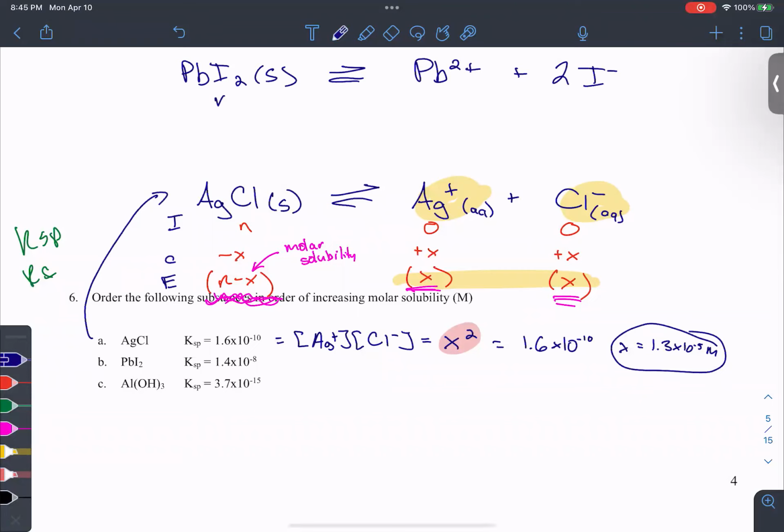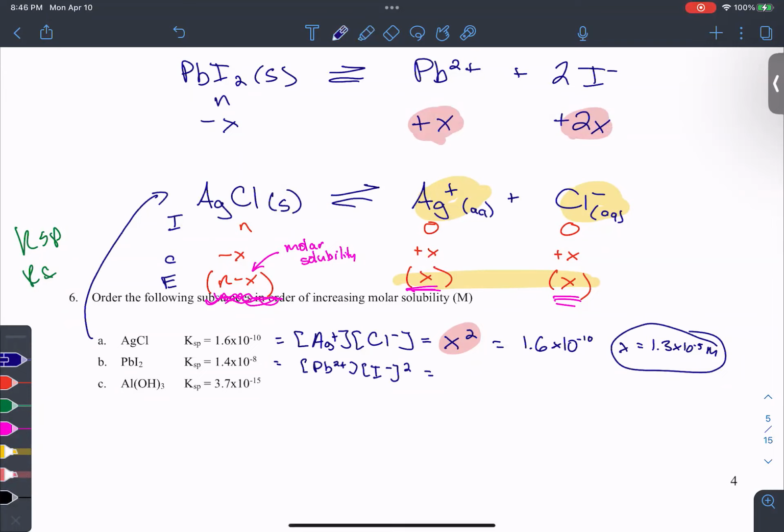And so you do the same thing. You start with N amount of lead iodide, you lose X amount of it, you gain X amount of lead 2+. How much iodide do you gain? Plus 2X amount of it, yes. So when you write out the KSP expression, it's going to be lead 2+ times iodide concentration, but iodide is squared because this is a K expression and there's a 2 coefficient. And then what's the trick with ICE tables? The equilibrium line always goes into the K expression.